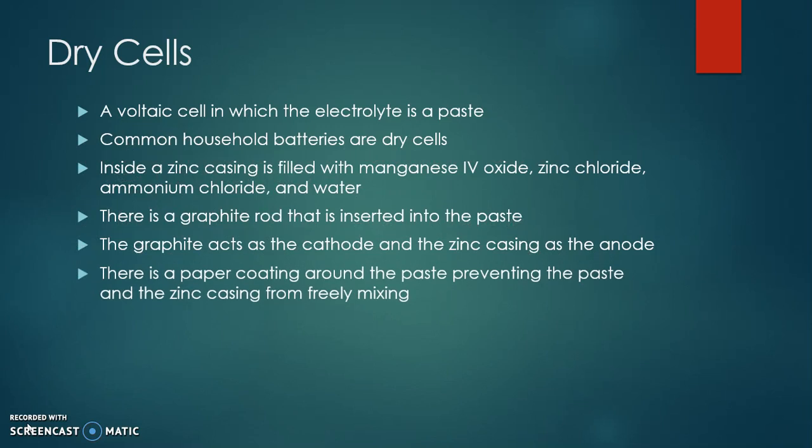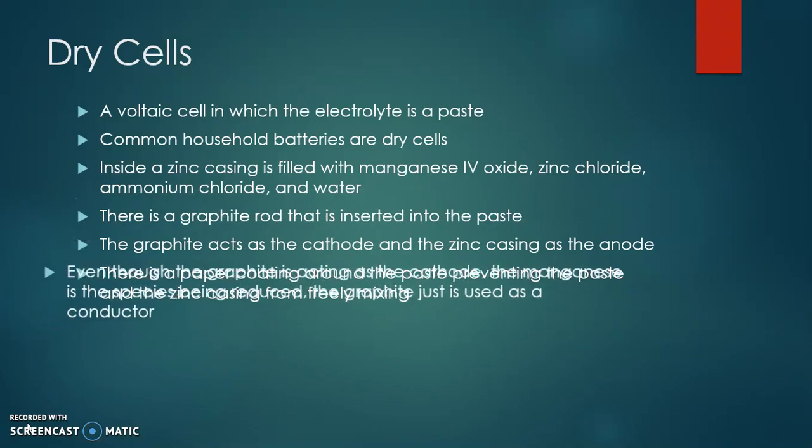manganese(II). So there's a paper that is between the paste that prevents the paste and the zinc from freely contacting each other. Again, if they're in contact with each other, we can't pass the electrons through an external circuit and actually get that electrical potential. So if that piece of paper is in any way compromised, then you're not going to get electrical energy out of your battery. It's going to just react on its own, and then it'll be all used up.